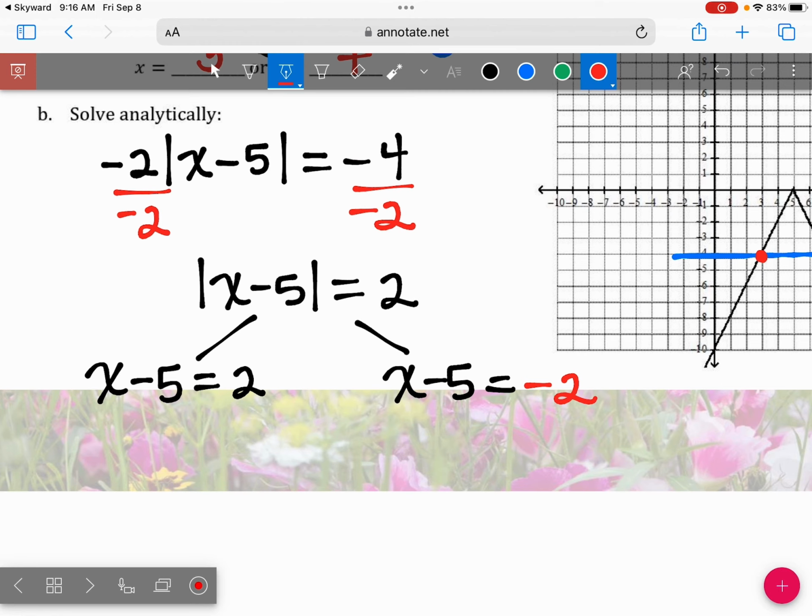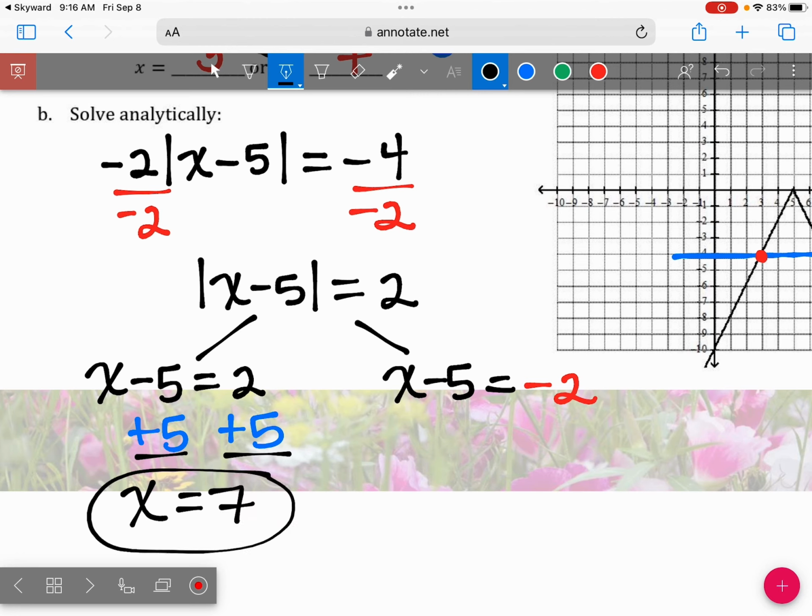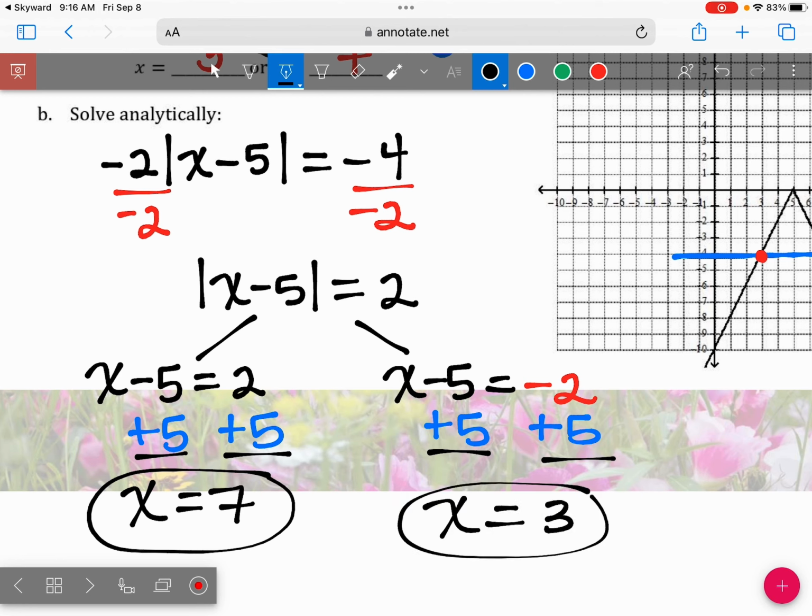So to solve our equations, we're adding 5. So we get x equals 7. And when I add 5 on this equation, I get x equals 3. See how we got the exact same answer that we got from the graph, but we did it analytically. So that is what we're going to practice. We're going to do a few more questions, and then we'll end for today and pick up here Monday.